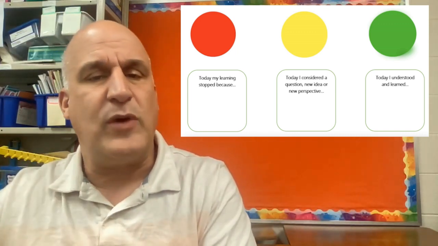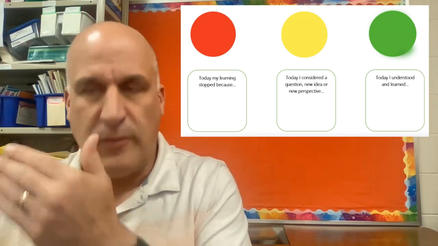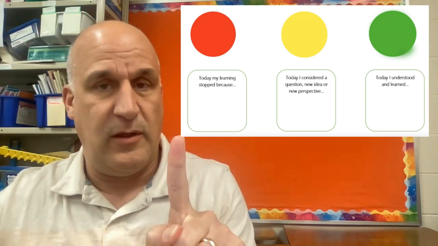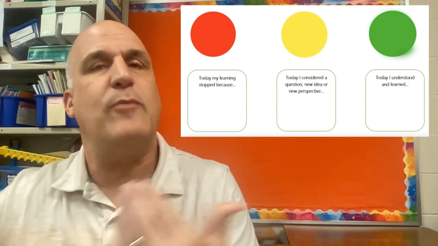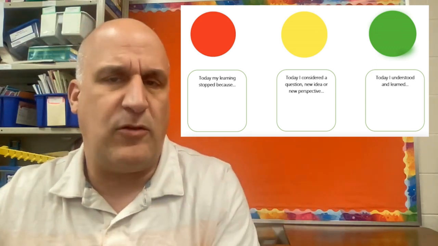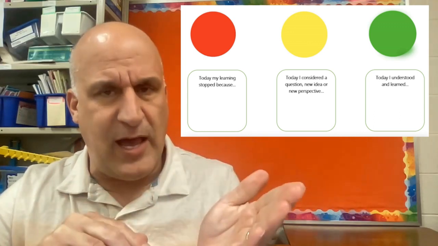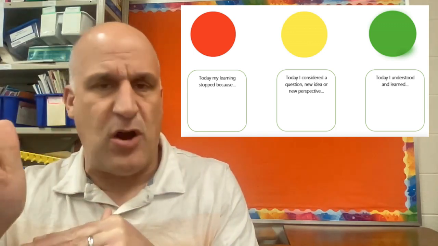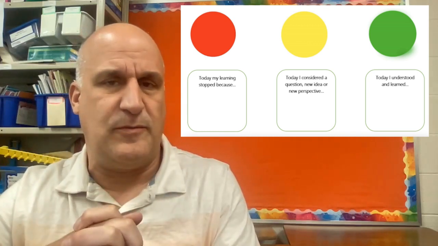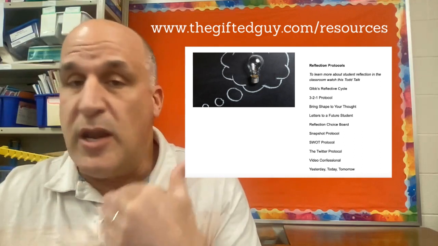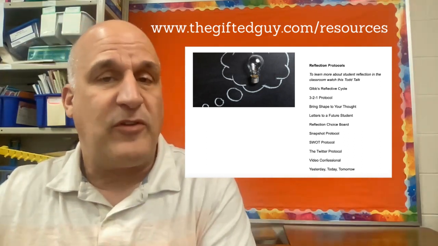And lastly, the green light is today I understood and learned, and whatever it was, but also not just what was learned, but why do you think you were able to learn that? How did you go about learning that? Again, having this awareness of what you're strong at and what you're not strong at is going to be very successful. So you can see here I've given you a link to a number of reflections that I have on my website that you can use.